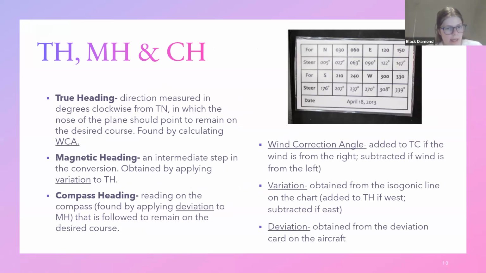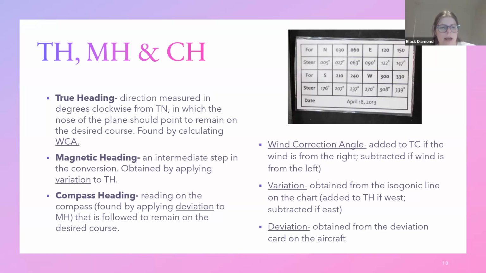Next, we have magnetic heading. So this is kind of a middle step in our conversion. We are obtaining this by applying variation to true heading. So we already got our true heading by applying our wind correction angle. Now we're taking that true heading, our new answer, and applying variation. So we're going to look on our VFR sectional chart and find the nearest isogonic line, and we're going to either add it or subtract it. So those isogonic magenta lines on the VFR sectional, you're going to see if it says, say, for example, 6 west, and my course went exactly through that, I'm going to add 6 degrees to my course.